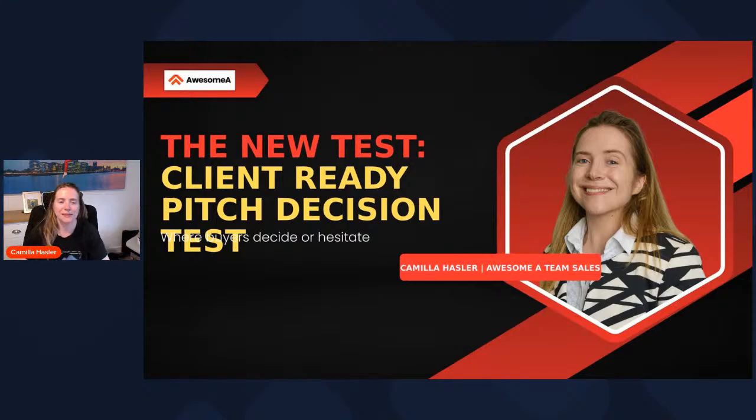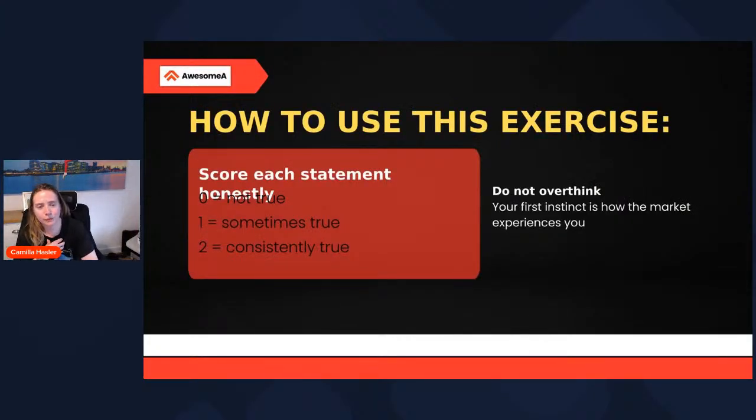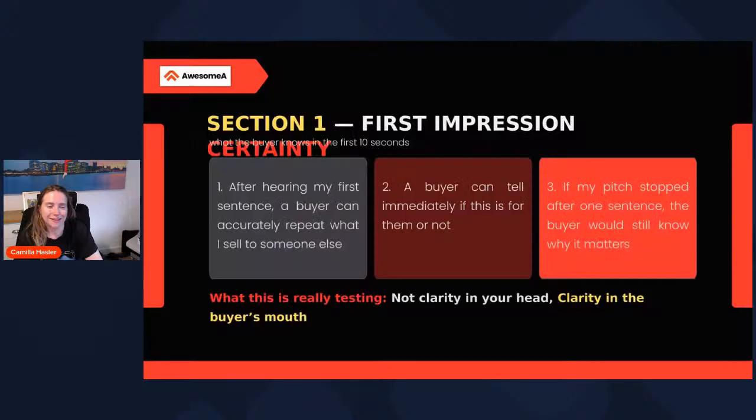So here's my test for you, and here's what we're going to do. We are going to look at whether your pitch is really client ready, or does it need something extra, right? So I want you to think about this with me. We're coming back to the scores, right? Score yourself. Is the statement untrue? In which case put 0. In your view, is it sometimes true or is it consistently true? Right? So here's number 1. First impressions. Are they leaving your buyer with certainty, right?